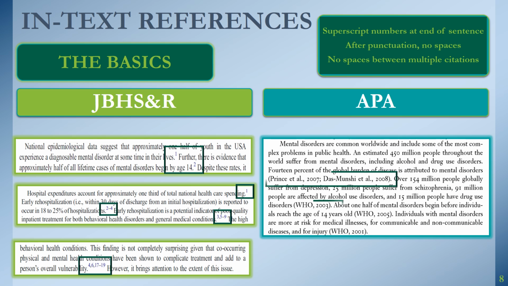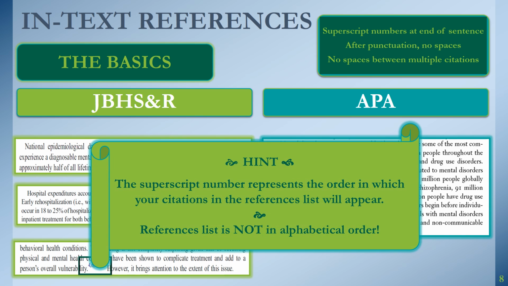Now to compare to APA citation style. As you can see, APA uses author last names and publication dates for in-text references. The use of the superscript number as opposed to the author last names for in-text references provides an easier reading experience for the reader, and is the preferred in-text citation style for many of the frequently used citation styles among academic journals. And a couple more helpful hints. The superscript number represents the order in which your citations will appear in your references list, which means your references list will not be in alphabetical order.